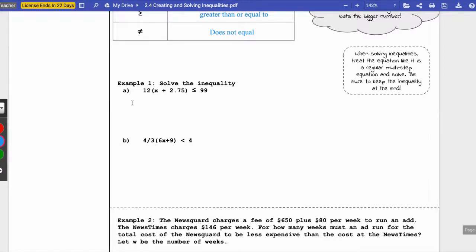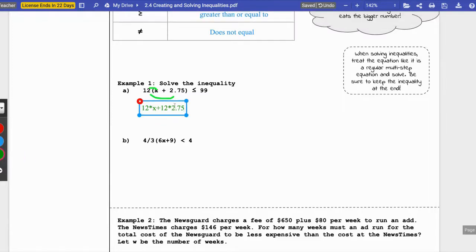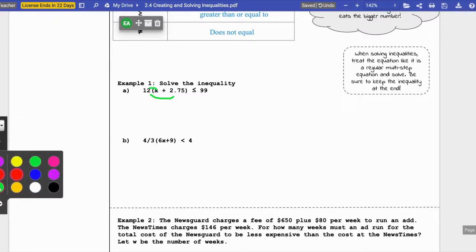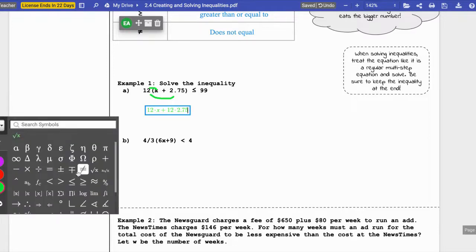To solve this, I'm going to use the distributive property. I'm going to start by multiplying the 12 to each number inside the parentheses, the math rainbows. So I'm going to multiply 12 to x and 12 to 2.75. I'll write this out for you because some of us are still struggling with this. So we get 12 times x plus 12 times 2.75, and then we use our inequality, less than or equal to 99.